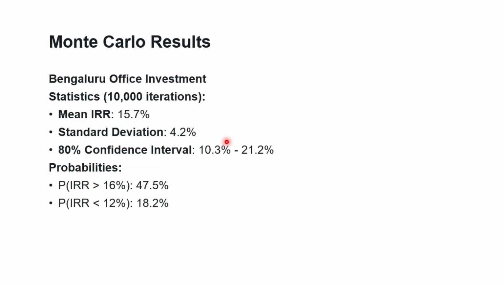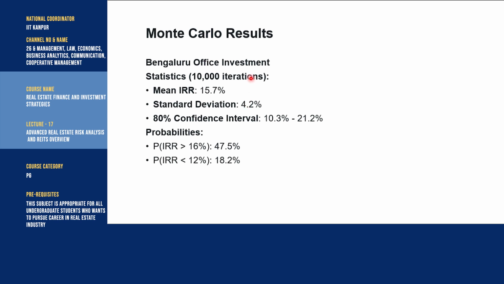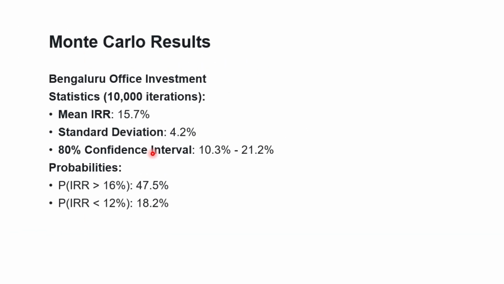Then here we have one case of a Bengaluru office investment. The statistics from 10,000 iterations provide rich insights. Mean IRR of 15.7% represents the expected return, while the standard deviation of 4.2% measures return volatility. The 80% confidence interval of 10.3% to 21.2% means that 80% of outcomes will fall within this range.